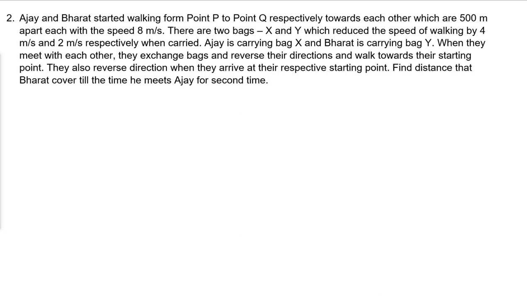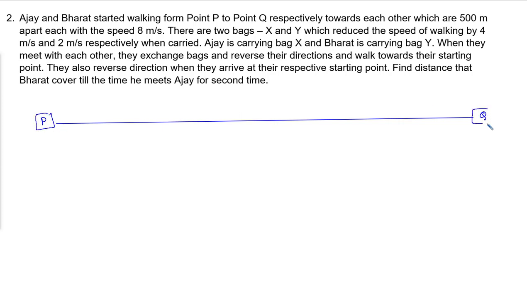Ajay and Bharat started walking from point P to point Q respectively towards each other, which are 500 meter apart with the speed 8 meter per second. Let's have a look at it. Let's draw a diagram. This is point P and this is point Q. A is going to start from point P and B is going to start from point Q.